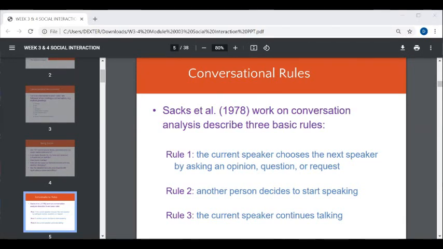Okay, so conversational mechanisms enable people to coordinate their talk with one another, allowing them to know when to start and stop. So throughout a conversation, for their turn taking, rules are followed that enable people to know when to listen, when it's their cue to speak, and when it's time for them to stop again to allow others to speak.